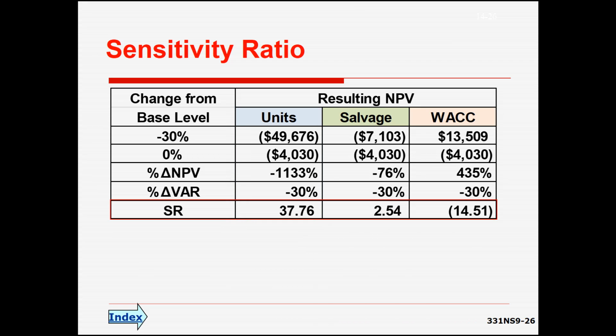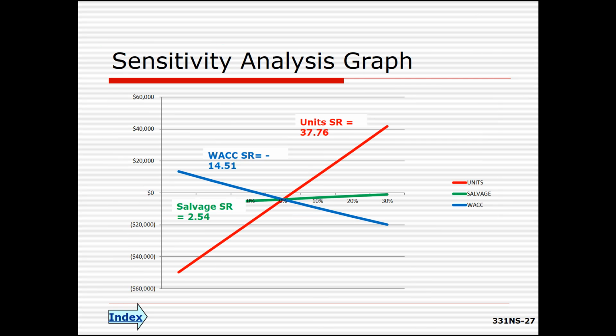Repeat this for salvage and weighted average cost of capital. We have the percentage change in the variable since we selected it, minus 30%. For units, then, the sensitivity ratio is equal to a negative 1,133% divided by a negative 30%, is equal to 37.76. Again, repeat for salvage and cost of capital. Placing these values on the graph, we can see they correspond to the results found earlier. Units should be the focus variable.